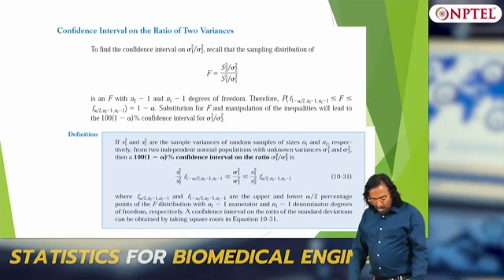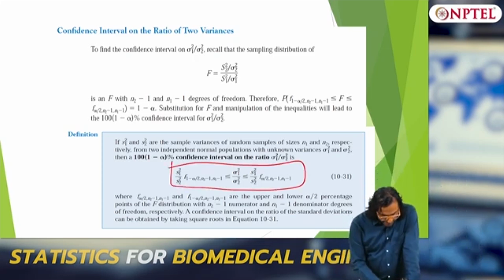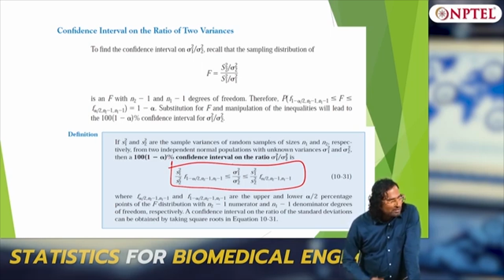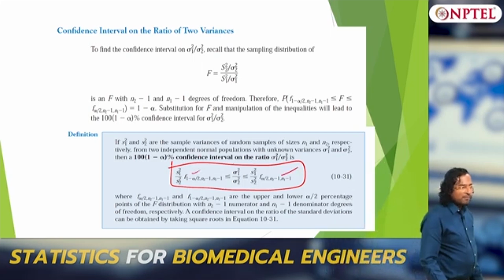So this is the confidence interval on the ratio of variances, which is again straightforward: sigma1 squared by sigma2 squared is less than or equal to S1 squared by S2 squared, again with 1 minus alpha by 2 and alpha by 2; you have to keep that in mind, okay.